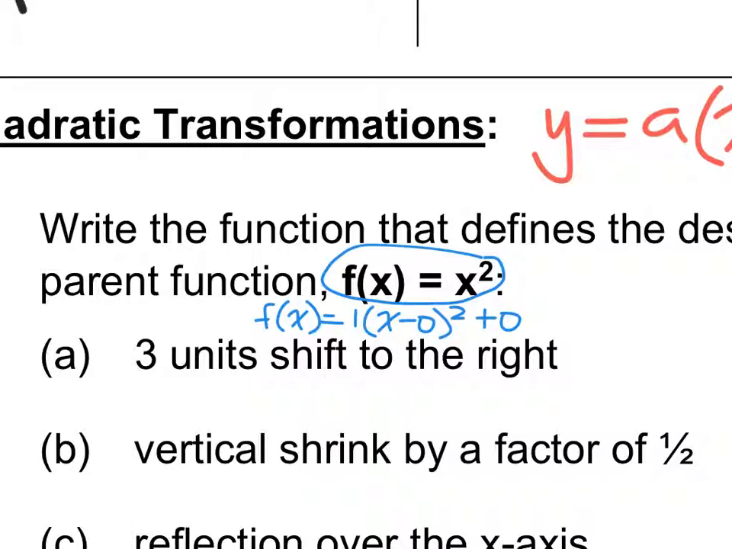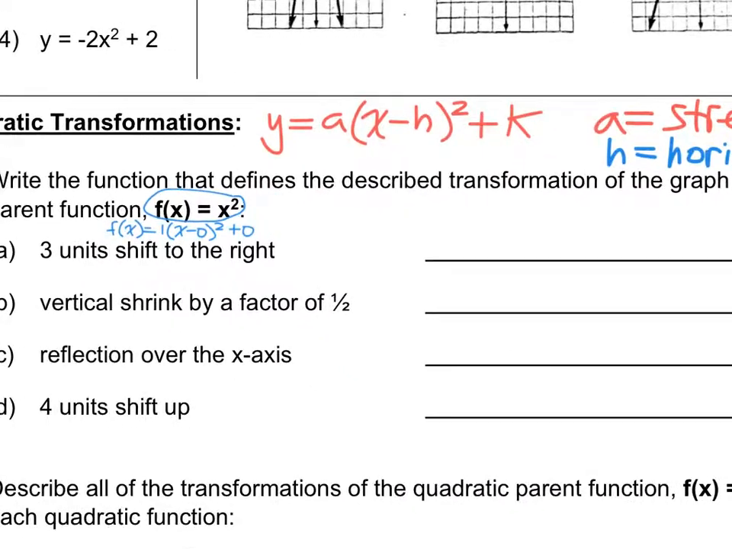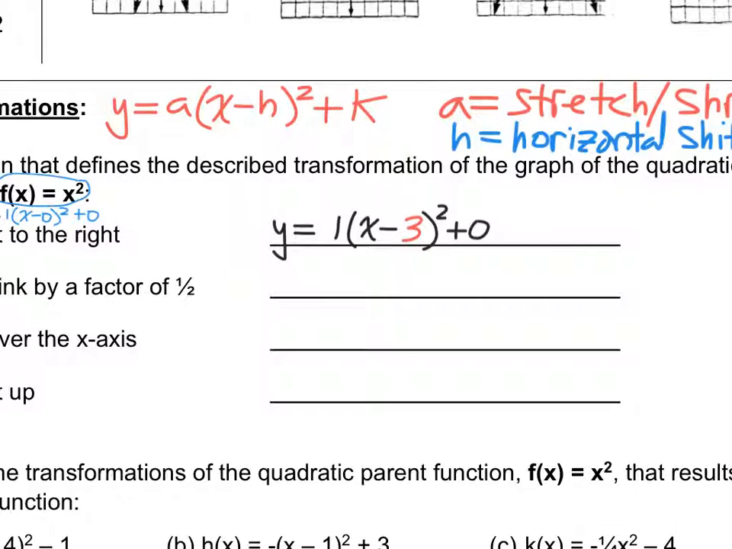All right. So what this is telling me is that if I want to go 3 unit shifts to the right, the only thing I have to manipulate is the h value. So the a value is going to stay put. The h value is going to become a 3, making the binomial x minus 3. And we're not shifting upward at all, or downward. Now you can cut to the chase here and just write it as y equals x minus 3 squared.